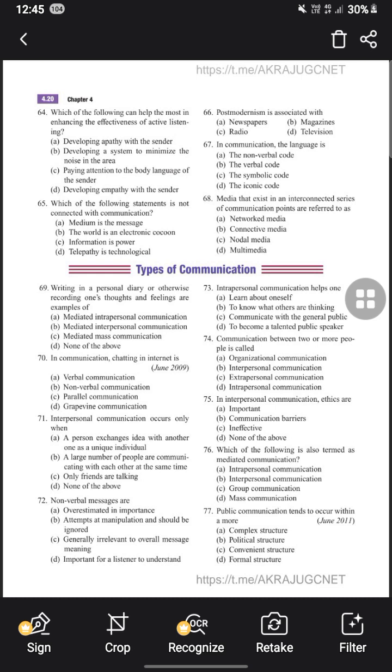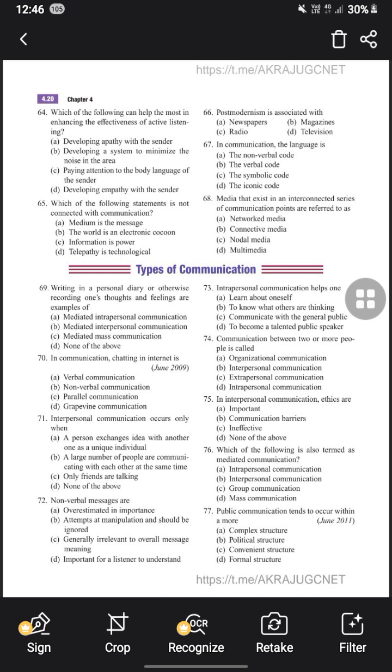Writing in a personal diary or otherwise recording one's thoughts and feelings are examples of. 69 is what? That is A, mediating intrapersonal communication, writing a personal diary is intrapersonal communication. In communication, chatting on the internet is what? 70 is A, verbal communication. Interpersonal communication occurs only when. 71 is A, a person exchanges ideas with another one or a unique individual.